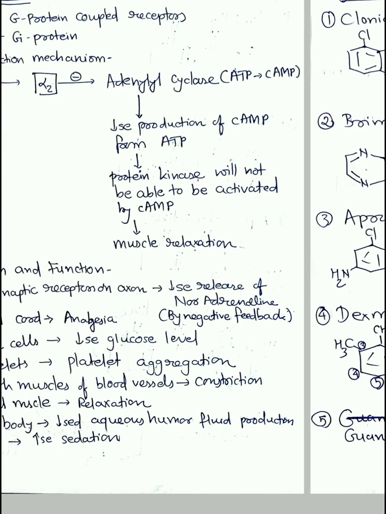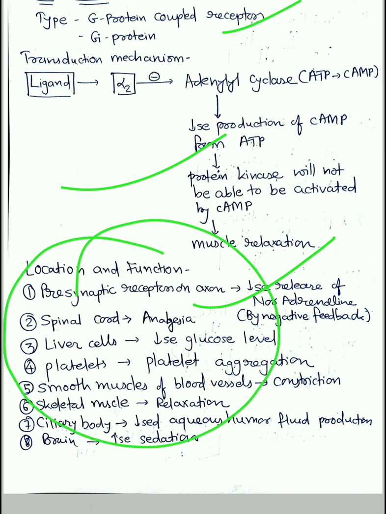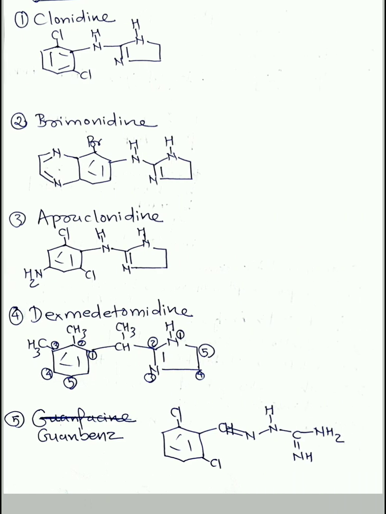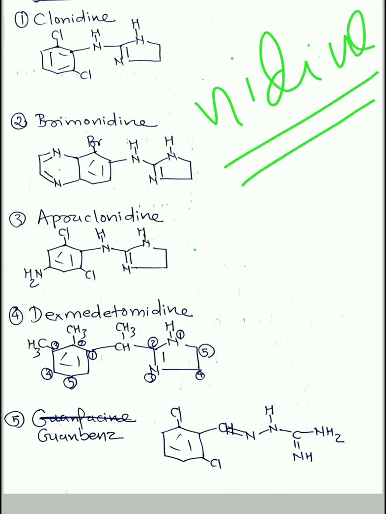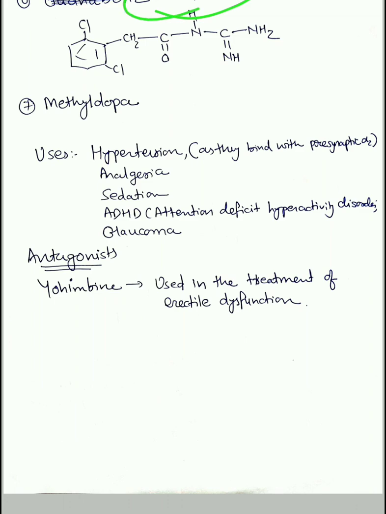Alpha-2 receptors are over. We have seen the type, the transduction mechanism, location and function. Now this part is very important because it will help you to understand the uses of agonist. Agonist is something which will produce the same action as that of the natural ligand. So whatever action noradrenaline is going to produce, the agonist will produce the same action. So all these actions will be produced by alpha-2 agonist, and that's why the uses also will be the same. Next, we have seen the agonists, that is the clonidine series: clonidine, apraclonidine, brimonidine, dexmedetomidine, guanabenz and guanfacine, methyldopa. Uses we have seen. Also the antagonist, example of antagonist is yohimbine. It is used in the treatment of erectile dysfunction.